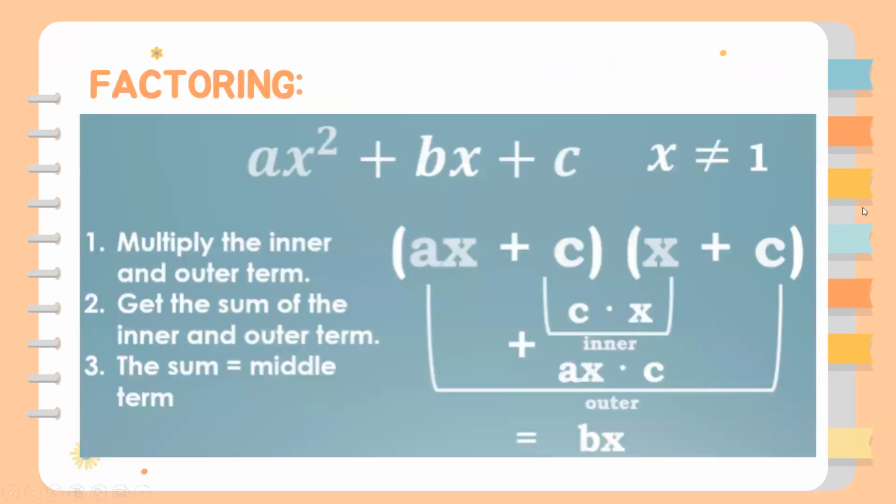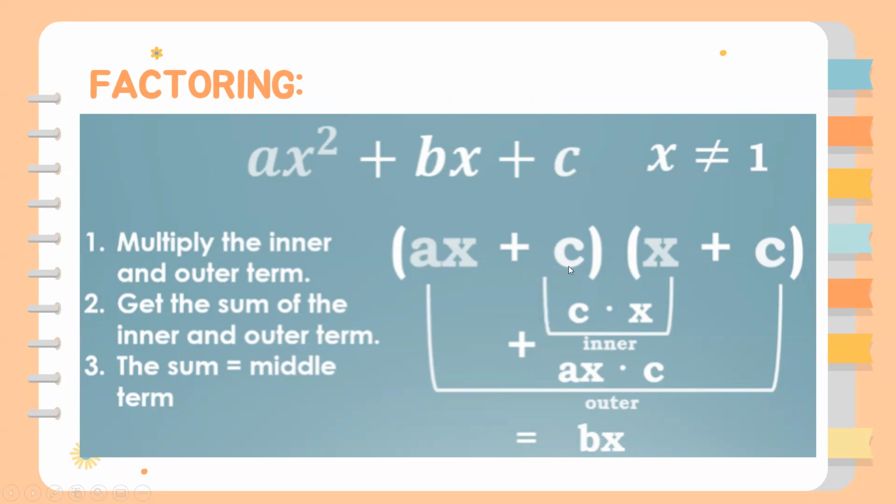Okay, so how to factor ax squared plus bx plus c, or simply a trinomial? Kailangan first, una nyong intindihin or alalahanin na yung middle term natin, yung coefficient ng x, should not be equal to 1. Okay? So, kailangan hindi siya 1. Dapat meron siyang coefficient dito sa middle term. Okay? And then after that, unang gagawin natin is we will multiply the inner and outer terms.